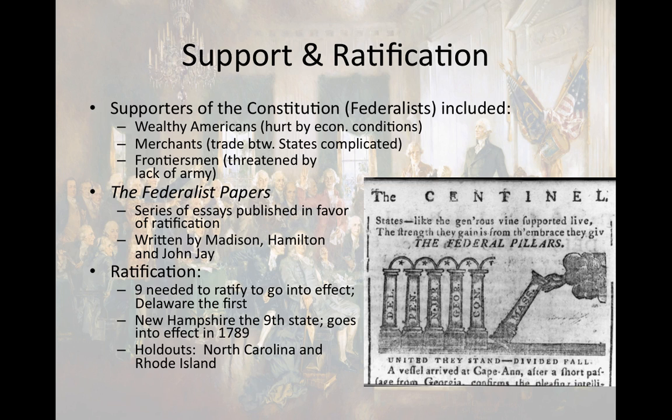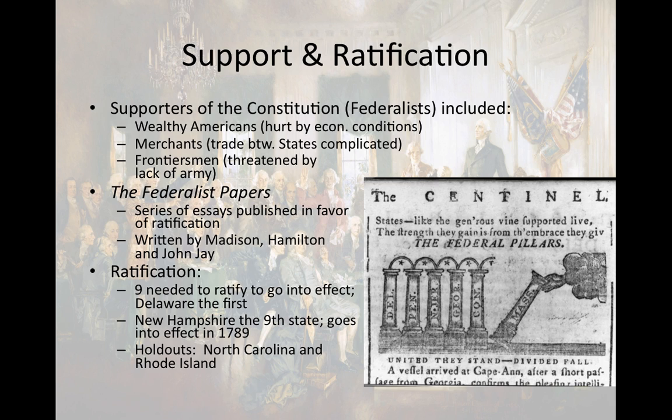And so finally, ratification was going to be seen through once 9 of the 13 states ratified the document. Delaware was the first, which is why it is considered the first state. New Hampshire becomes the 9th, and the Constitution goes into effect in 1789.